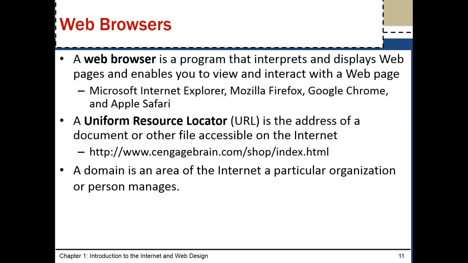A uniform resource locator, or URL, is the address of a document or other files that are accessible on the internet. So this is basically the URL. This is the address if you want to get to this page. A domain is an area of the internet that a particular organization or person can manage. And normally we can buy a domain name. There are a lot of places, you can go to GoDaddy, you can go to domainname.com and purchase a domain name. You pay some monthly fee and you keep that domain name. After you buy it, nobody can use the same domain name.